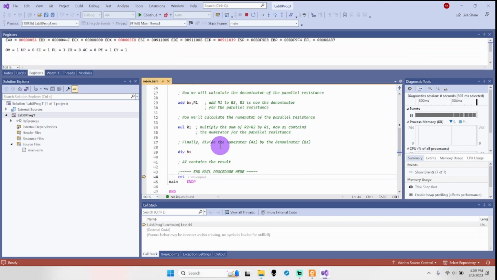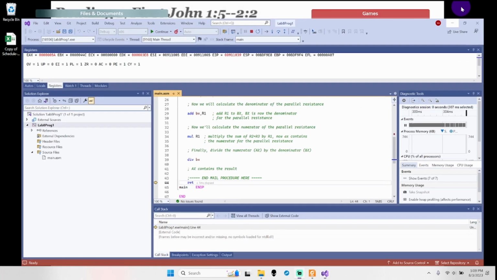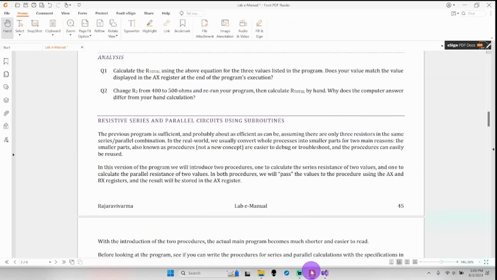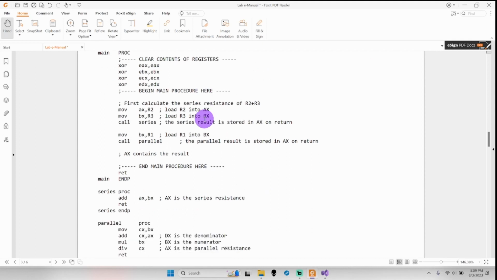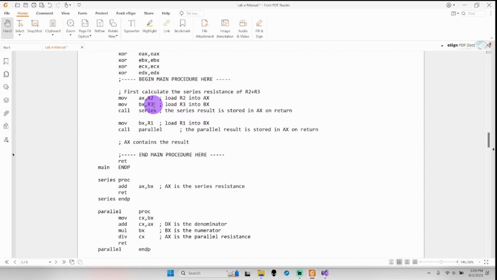Okay, now let's go ahead to program number 2. Let's talk about that a little bit. In program number 2, we're going to go ahead and use subroutines to separate the series resistors and the parallel resistors. So let me show you down here. So once R2 and R3 move to the registers, we're going to go ahead and call the series subroutine, which is down here.